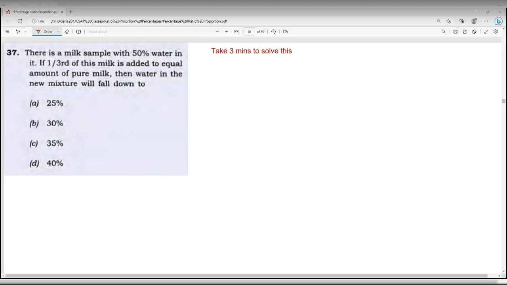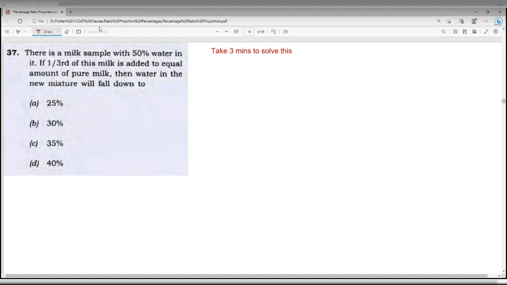There are around 7 votes. Majority have got option B. 11% have got option A. 33% people have got option C. Let's see what's the answer and how to go about this.